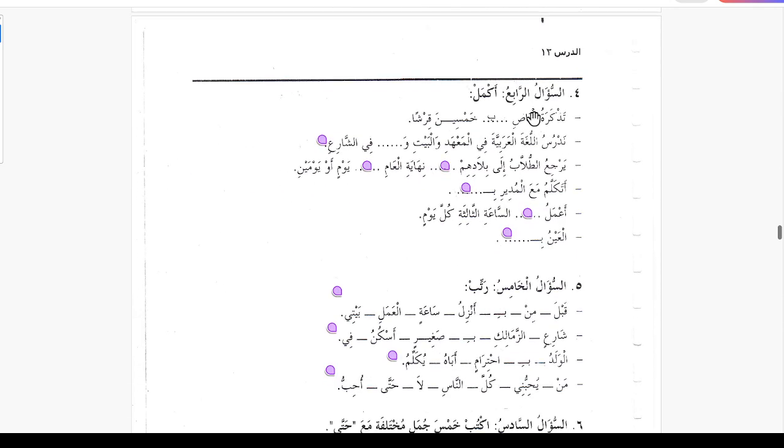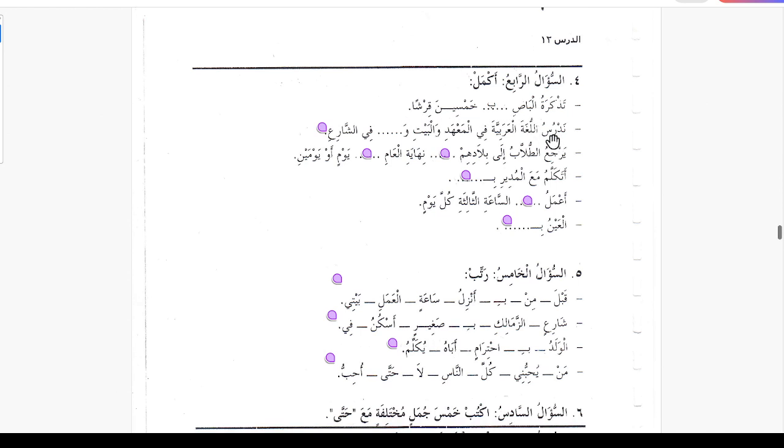Question number 4, complete. Tazkaratul Basi bi khamsina kirshan, the bus ticket is of 50 kirsh, the smaller currency of the Egyptian pound. So the correct one here is the harf of jar ba. Nadrusul Lugat al Arabiyyata fil Mahadi wal Baiti, we study the Arabic language in the institute and in the house. Yeah, you can say even hatta fi shari, in the street.